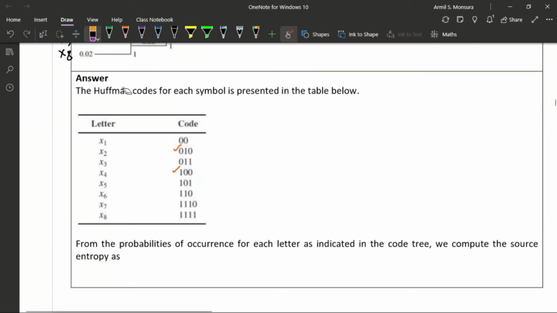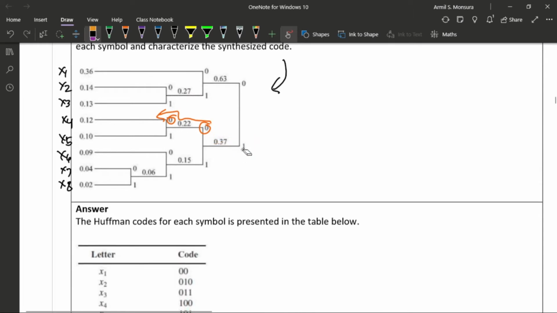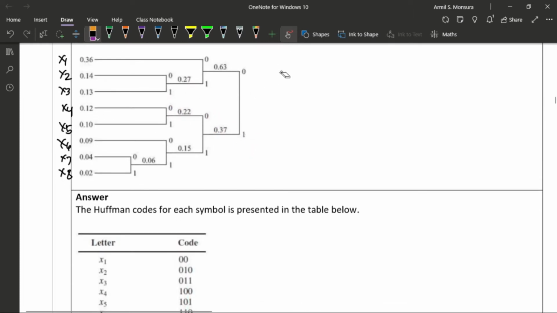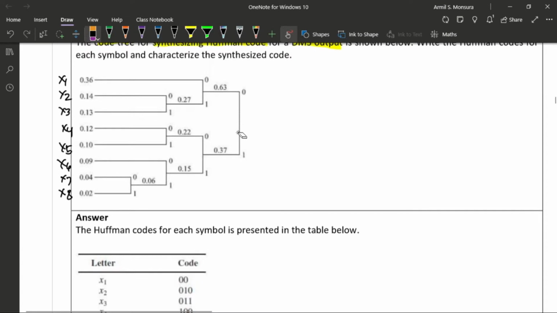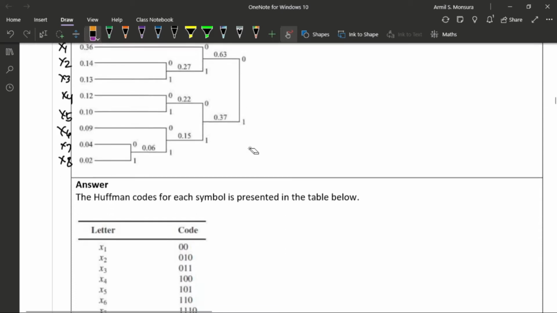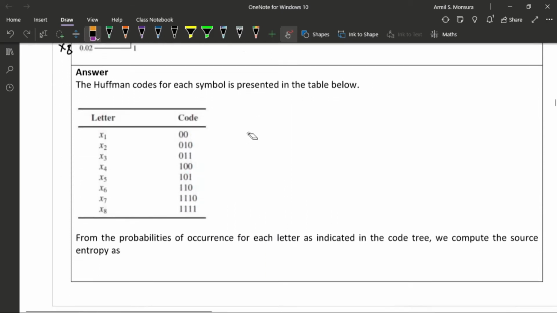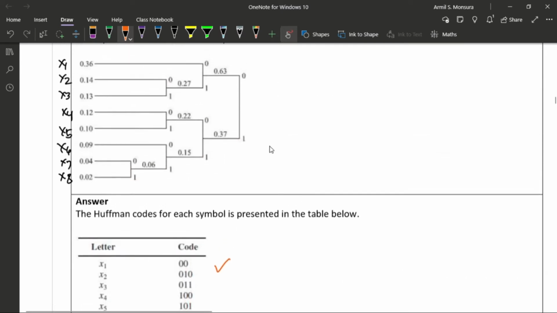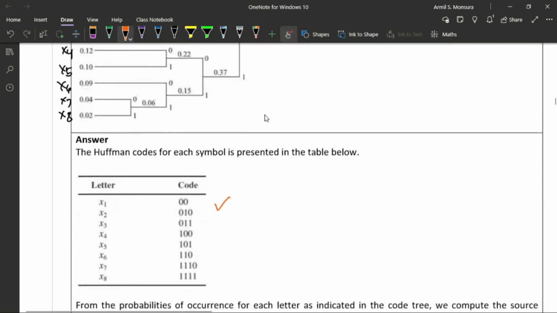So, I hope that you are gaining an insight on how to read code trees. Okay? It's not too difficult to read this code tree. You just have to trace. And remember that you start from the rightmost so that you get the most significant bit. Okay? So, now we have the following Huffman codes that we were able to read off from this code tree.